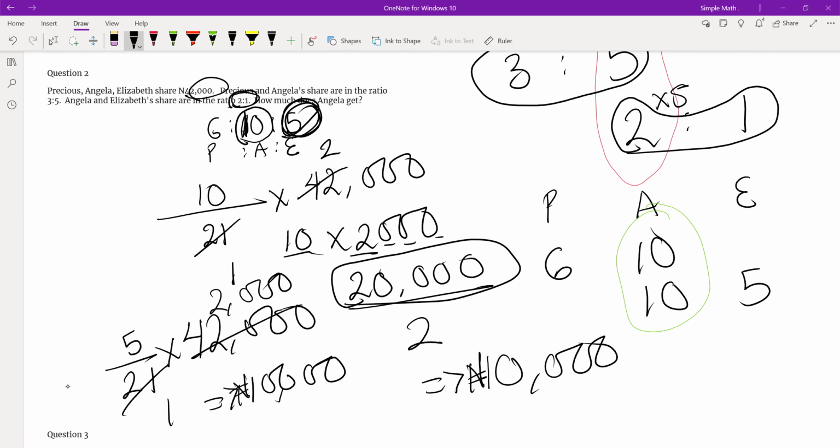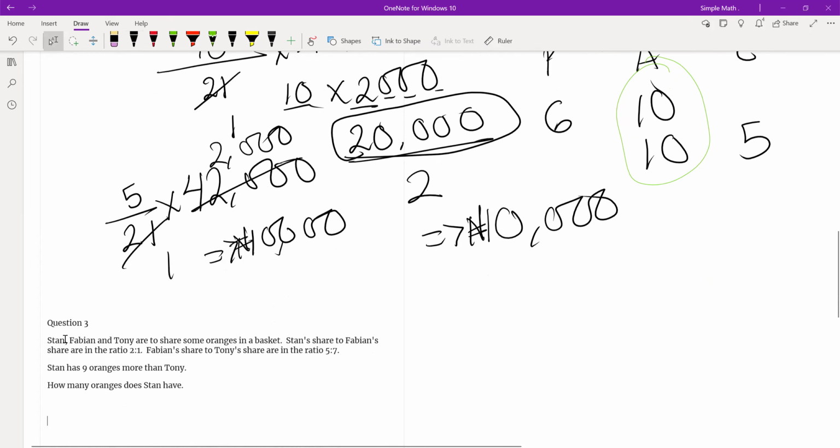Yeah. So there's this saying my math teacher used to say: there are so many routes to the market. So just do what works for you. So Angela gets 20,000 naira, Elizabeth gets 10,000 naira, and then the rest goes to Precious.